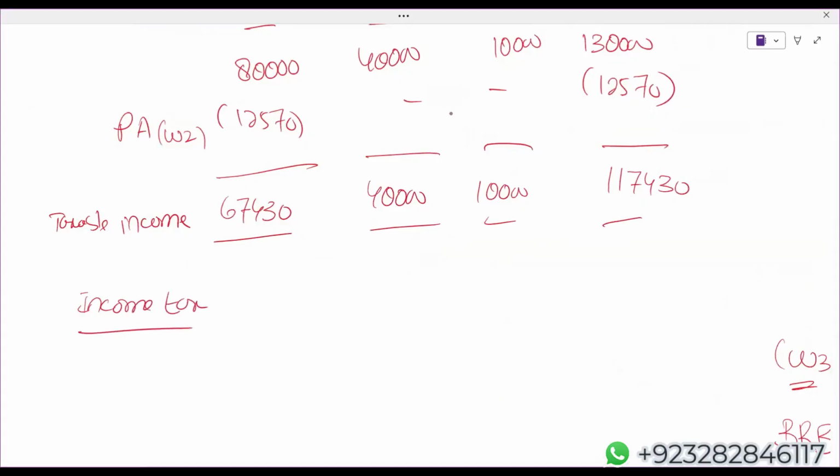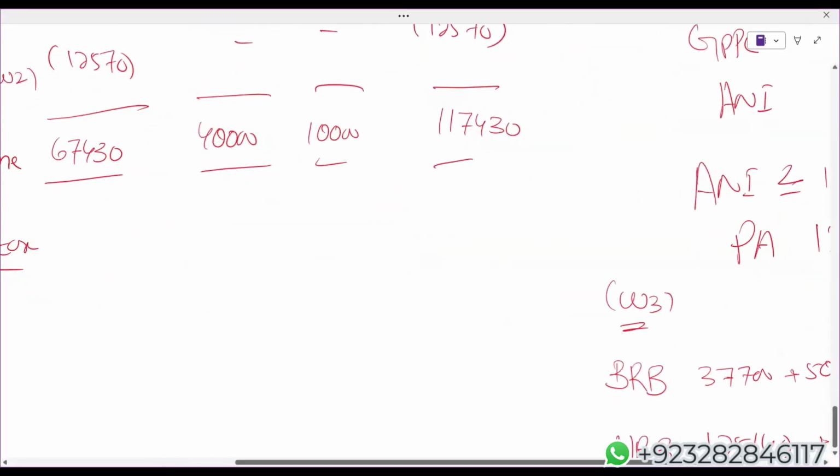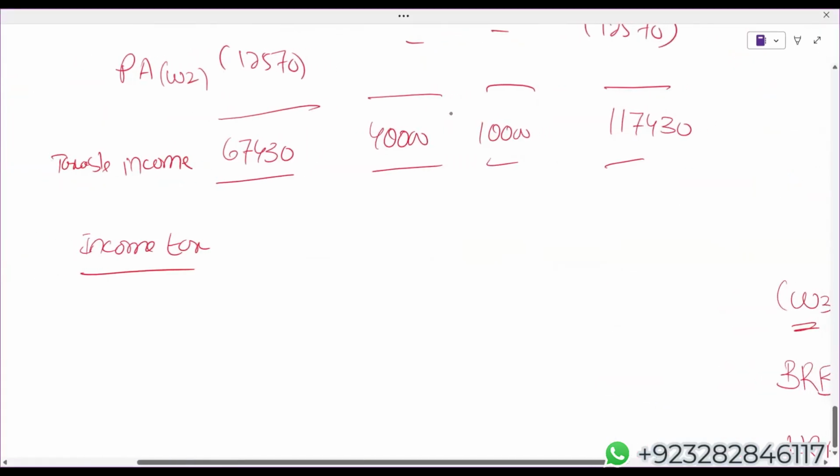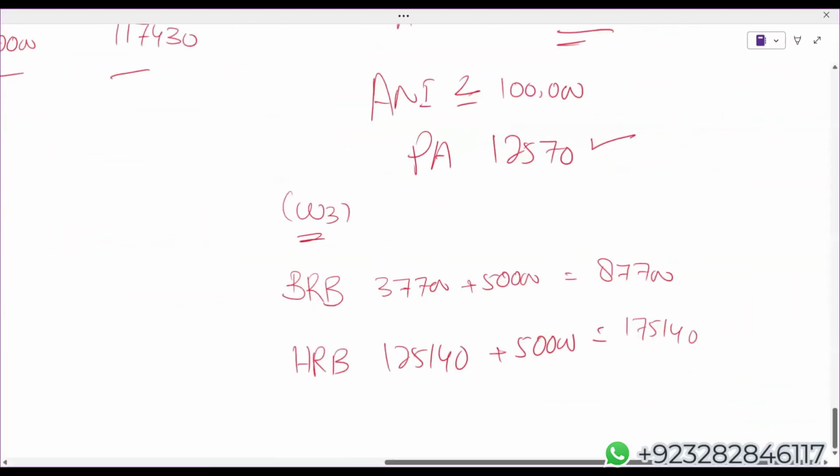Of course, the entire 64,430 now falls in the basic rate band because, due to gross PPC, the basic rate band limit has increased. Working: non-saving 67,430 into 20%. 67,430 into 20, I'm getting 13,486. Of course, by looking at 1,17,430, we can say that this individual is a higher rate taxpayer.